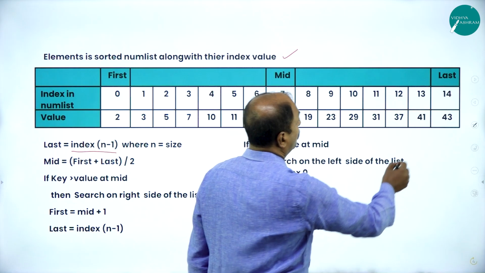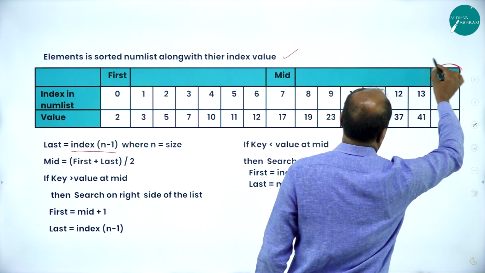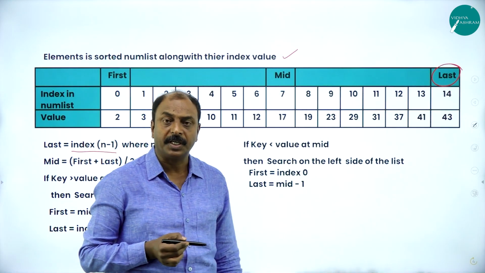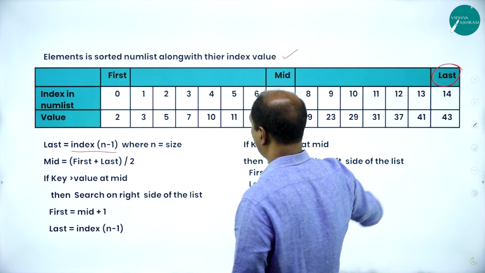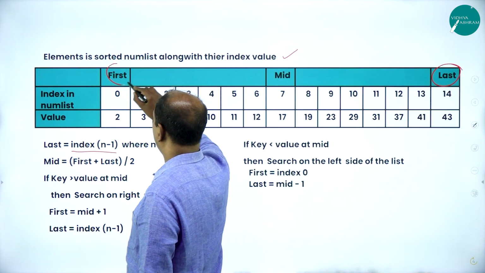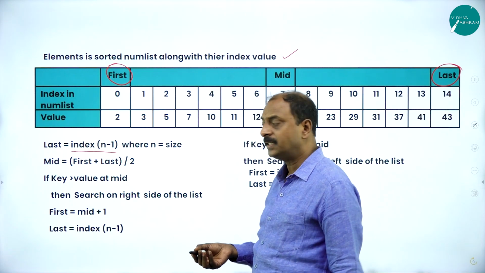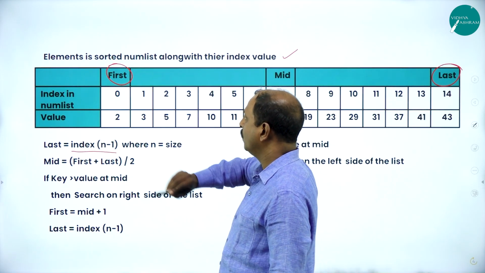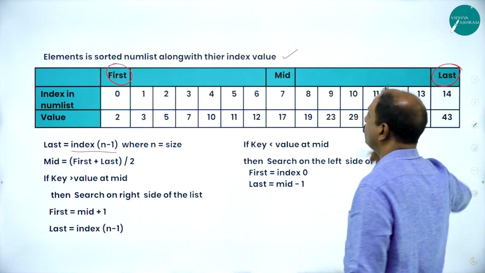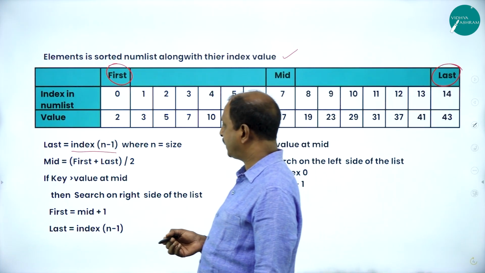We note this with the variable last. Last indicates the last index of the given list, that is n minus 1. First is a variable that indicates the first index of the given list. Obviously it will be 0. So first and last are the two variables we are using in this example.